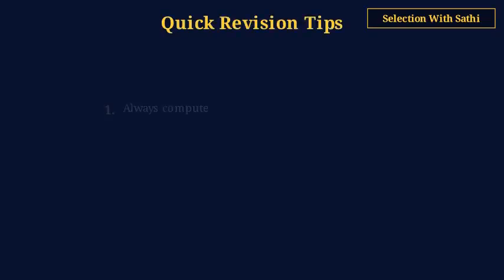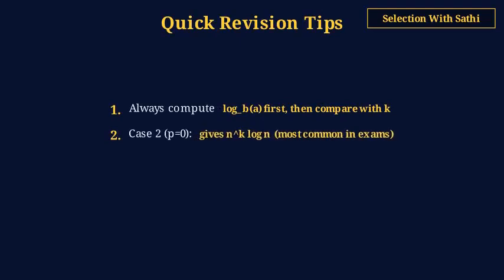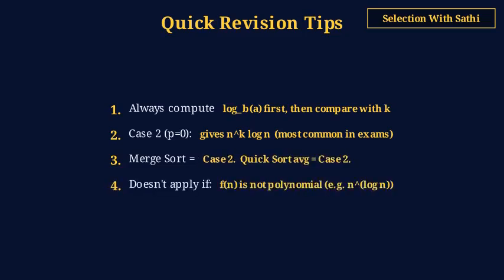Let me share 4 important tips for exams. Tip 1. Memorize the simplified 3-line shortcut. Compare log base b of a with k: greater means case 1, equal means case 2, less means case 3. This handles 95% of questions. Tip 2. Case 2 with p not equal to 0 is rare, but it does appear in GATE. Remember the 3 subcases based on whether p is greater than, equal to, or less than -1.